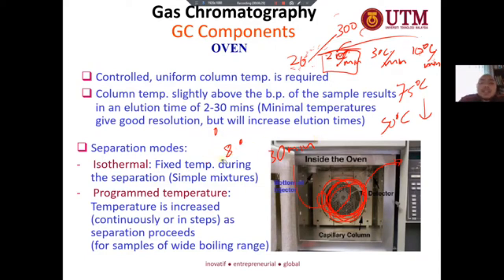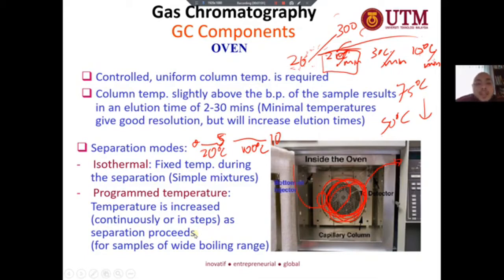For the programmed temperature, it means that you set changes. For example, from 0 to 5 minutes, you want 20 degrees Celsius. Then from 5 to 10, you want 100 degrees Celsius. So when we change the temperature, it's not the same from beginning until end. It means that we program the temperature. So temperature is increased continuously or in steps as separation proceeds.